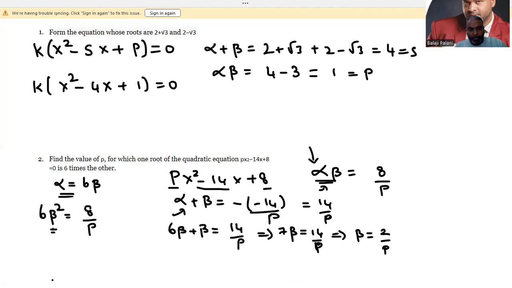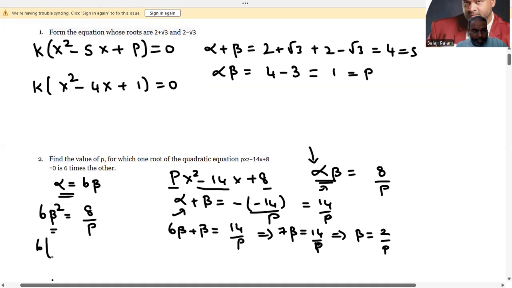So, whether you substitute the sum of the roots alpha into the product, or the product into the sum, these transitions must be clear without any confusion. We found this beta, and now we substitute it here. 6 times 2 by p the whole square, 2 by p the whole square, which is 8 by p. From this, we will not have any problems finding the value of p.